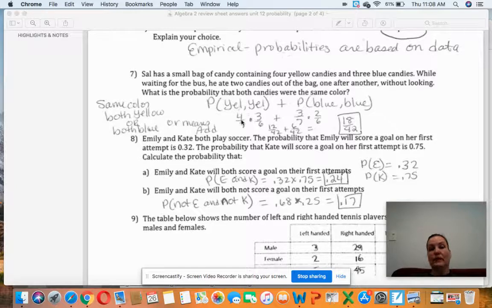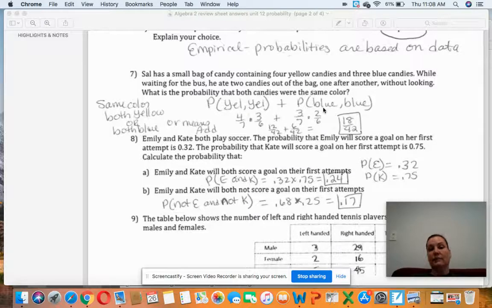Well, there are 4 yellow candies. So the probability the first one is yellow is 4 out of 7. The probability the second candy is yellow, he ate one of the candies, so there's only 3 yellow candies left, and 6 total, so 3 out of 6. 4 over 7 times 3 over 6 is 12 over 42.